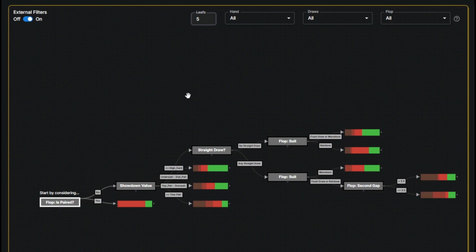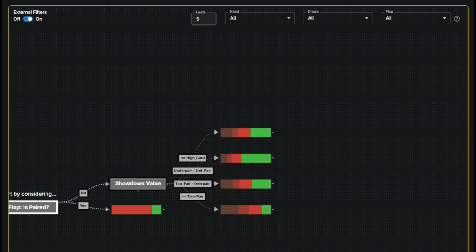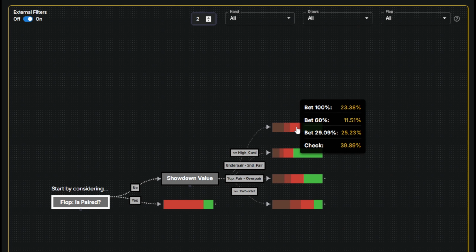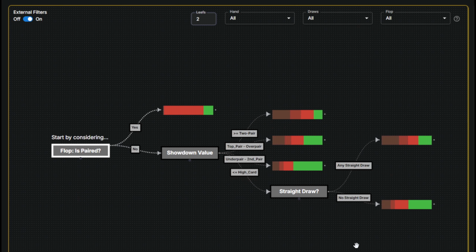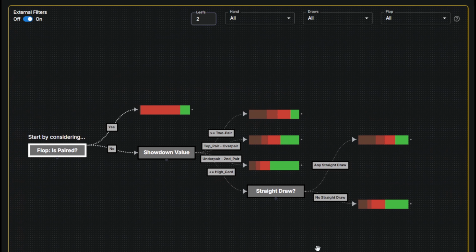So first I'll start by compressing this part of the flowchart that we just expanded. Now I'll say I only want it to keep splitting until there's 2 distinct strategies. And here we're back to the flowchart that we had before. But now let's just say we want to consider based on whether we have a flush draw and not a straight draw. To do that, we can deselect every property at the top here, except for flush draw.